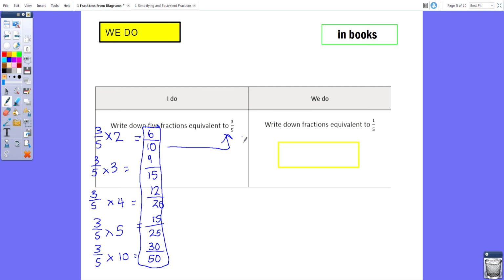What I want you to do is pause the video and have a go at trying to find some fractions equivalent to 1/5. Now there are lots of answers to these, but as long as you're timesing the top and the bottom by the same number, you will get an equivalent fraction. Okay, so the answers that I've got are 2/10, 3/15, 4/20, 5/25, and 6/30, and all I've done is times by 2, 3, 4, 5, and 6. If you times it by 10, you would have got 10/50, but you can choose any number to multiply by as long as it's both the top and the bottom that you're multiplying.